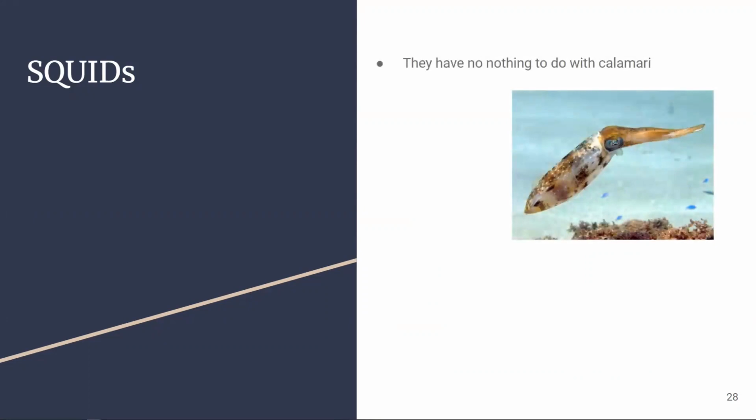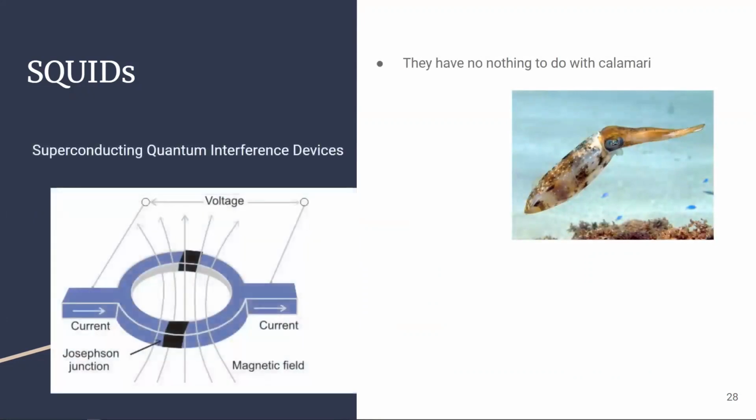So the very first thing to know about squids is that they have no relation with octopuses and calamari. Okay, so they stand for superconducting quantum interfering devices. They are sometimes also called DC squids, and they are used for detection and measurement of magnetic fields. So they are magnetometers. And they are called DC squids because they make use of the DC effect.